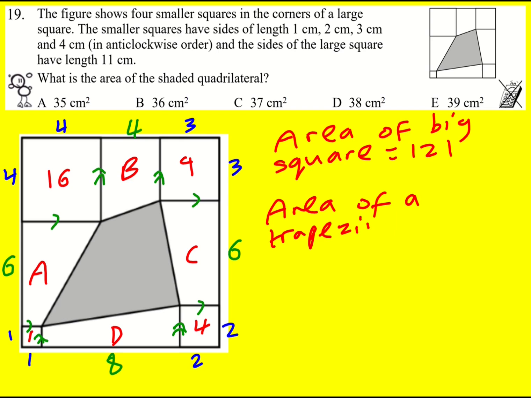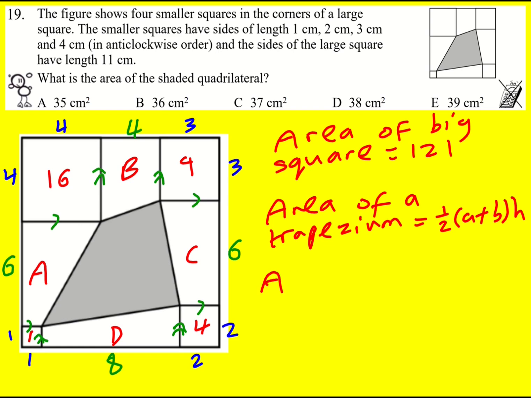And the area of a trapezium is actually a half (a plus b) times h. You add the two parallel sides together, you divide it by 2, kind of finding the average, and then you times it by the height. I'm not going to prove that here, but this is a formula to learn.